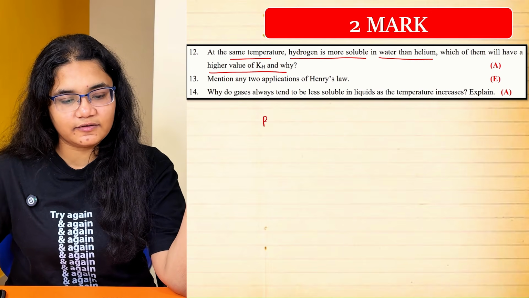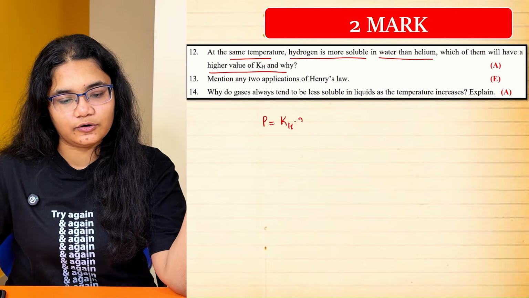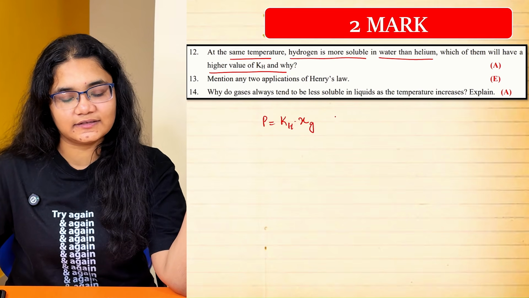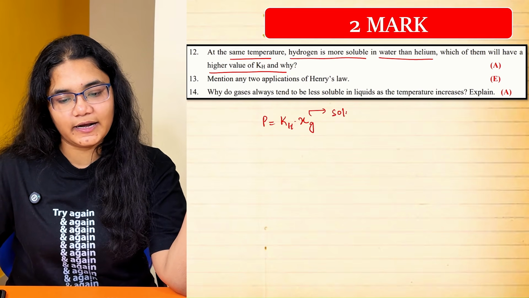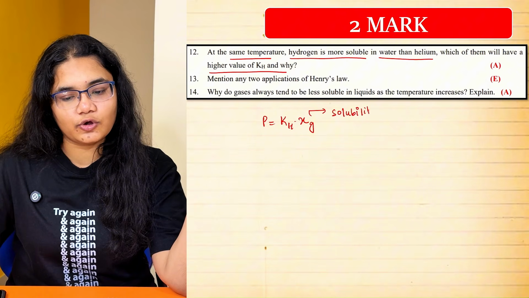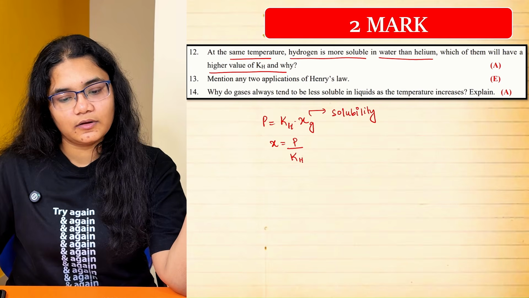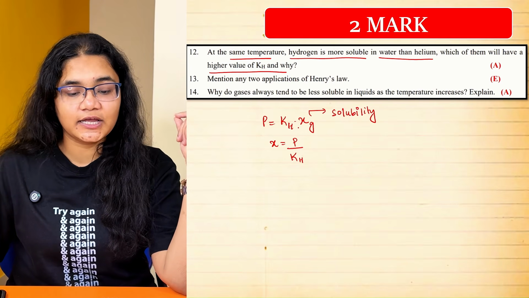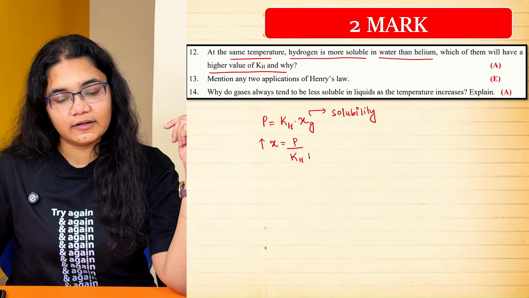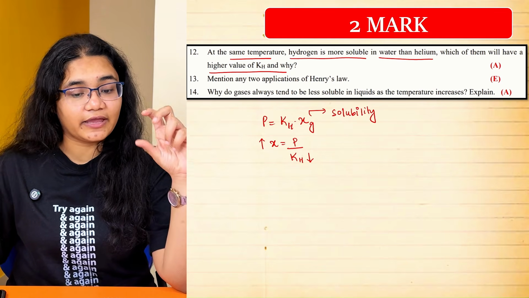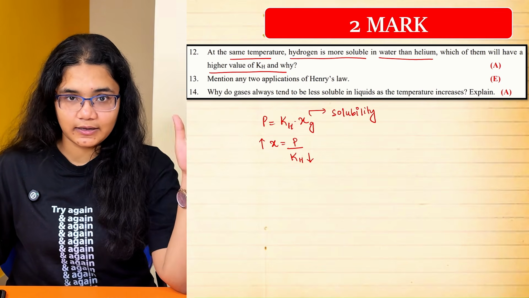So if you see, we have this formula P equal to KH into X, right? X of the gas is considered as solubility. X is a term for representing solubility. So I can write X is equal to P by KH. So what do you make? If higher solubility, then KH value will be less. If KH value is more, solubility will be less.